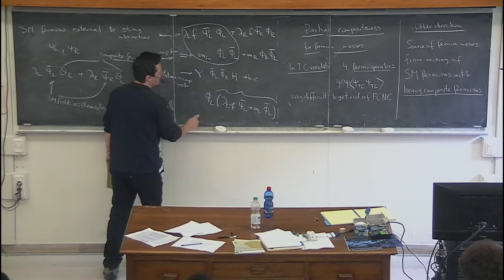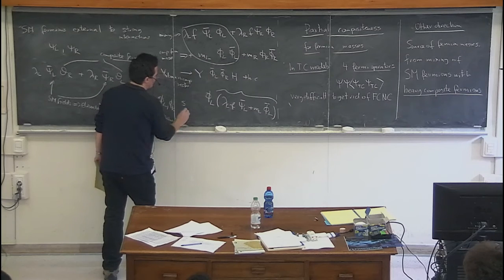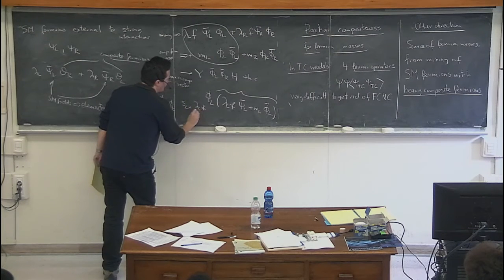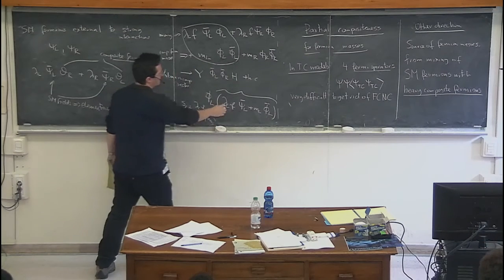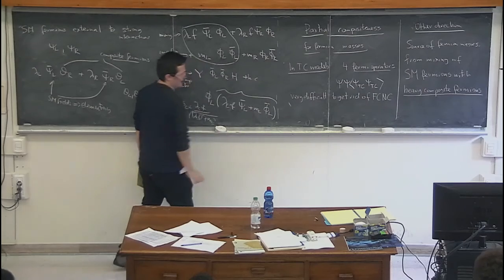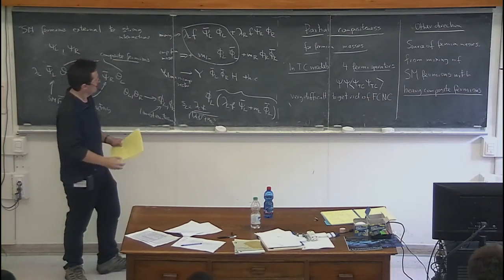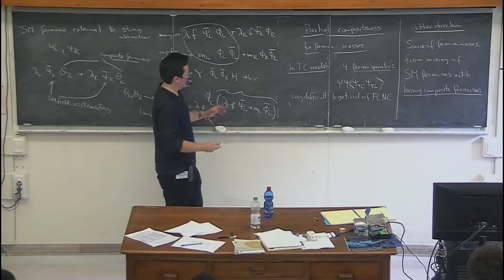So you can think of this as a sine and the cosine of a mixing angle. The mixing angle would be like sine left, which would be lambda L f over lambda L f squared plus m L squared. You can think of this as a sine of a mixing angle and this as a cosine of a mixing angle. So this will be the true heavy field.